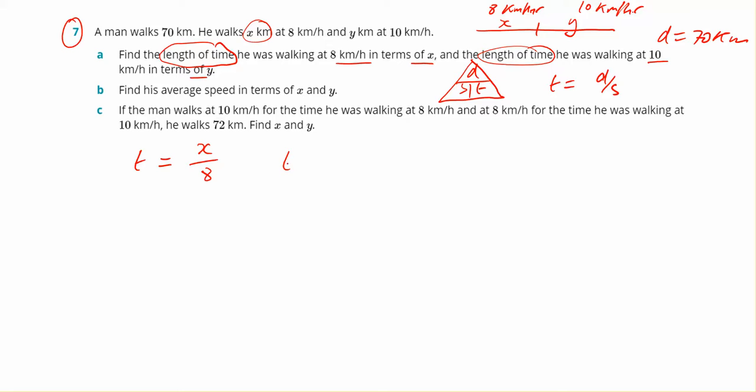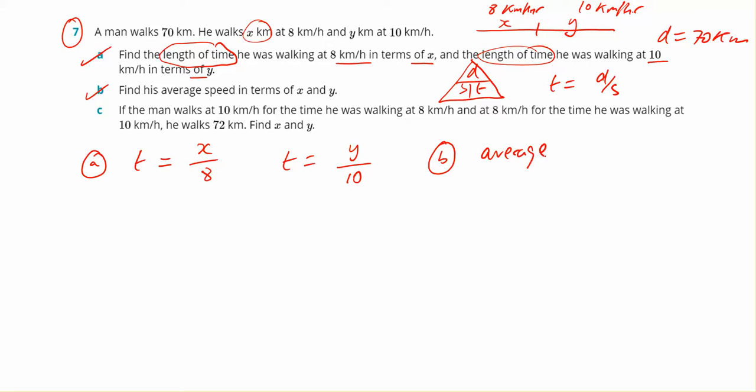For the second part, his distance is y, and his speed is 10. So we've satisfied the condition: one is in terms of x, one is in terms of y. Great, that's part A done. Part B: find the average speed in terms of x and y.